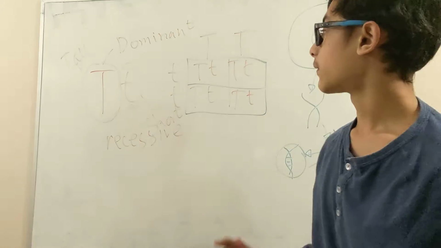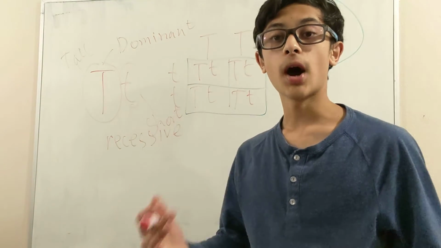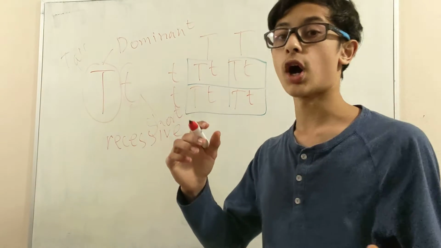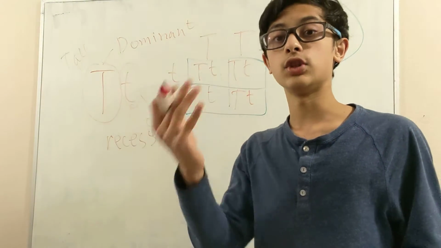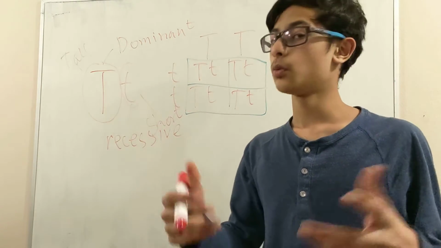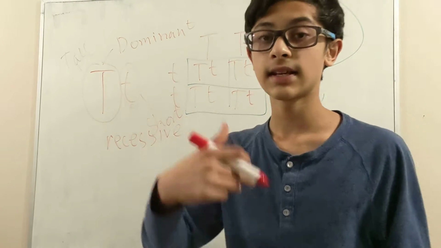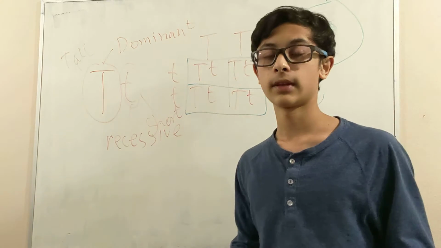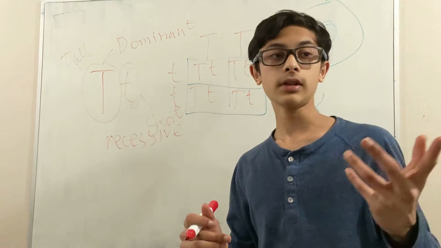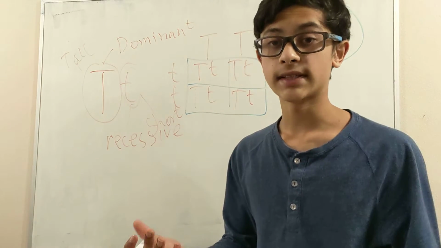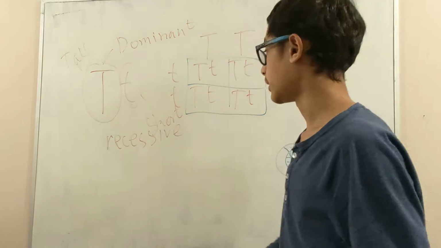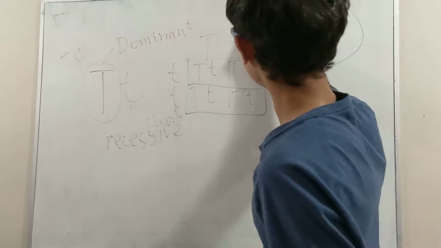Right? So if our dominant is tall, then dominant basically means if you put a dominant and a recessive together, the dominant will show. If you put a dominant and a dominant together, well, there's no recessive, there's no chance for the recessive to show. The only way a recessive can show is if you put a recessive and a recessive together. So let's look at a different scenario here.